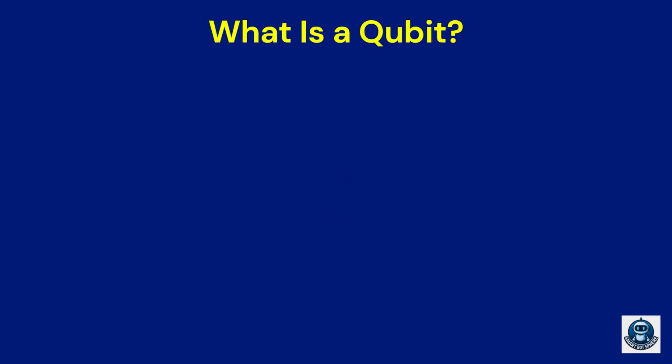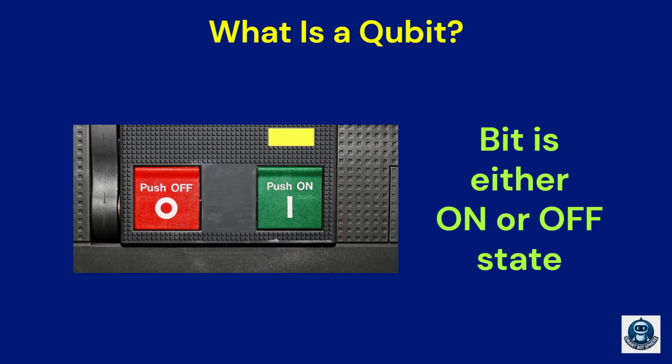So, what exactly is a qubit? Imagine a regular bit as a switch. It's either on or off. But a qubit is more like a dimmer. It can be on, off, or any combination of both simultaneously.